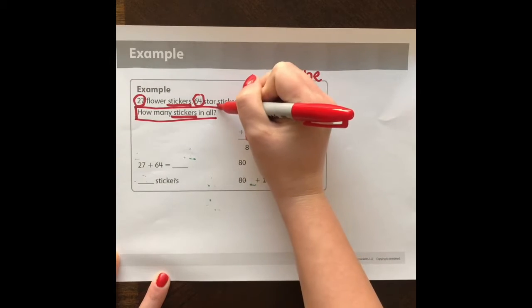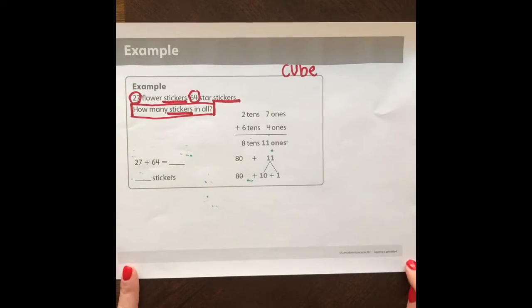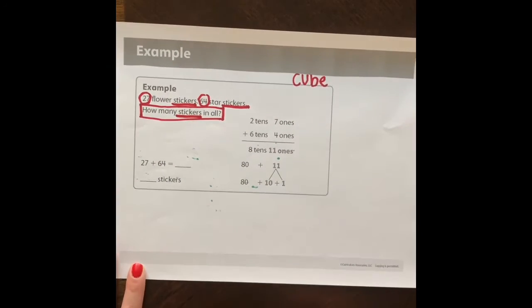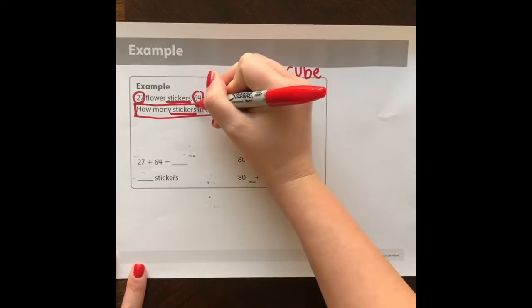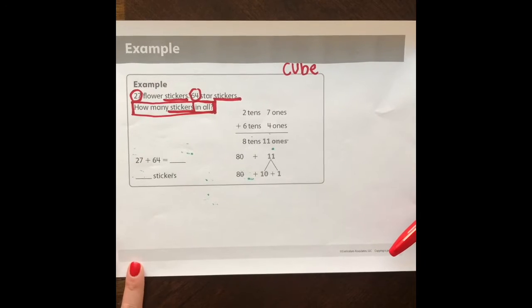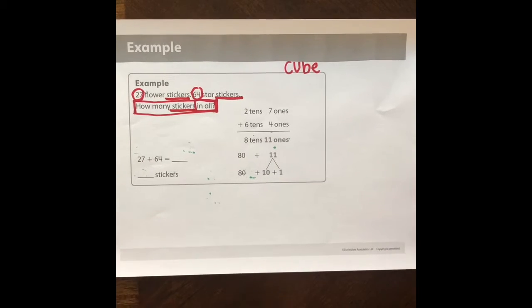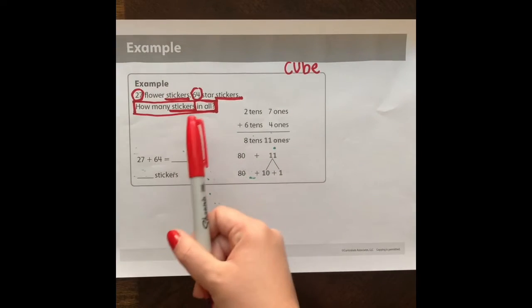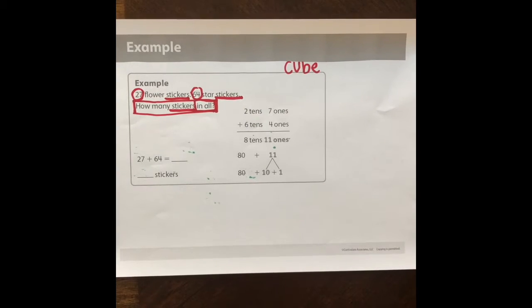That's what we're boxing. And if you see some magic words like I do, you're going to go ahead and box those as well. In all. In all are those magic words that tell us if we're going to be adding or subtracting. If we want to know how many stickers in all, we are combining the stickers, the flower stickers and the star stickers. How many in all together?